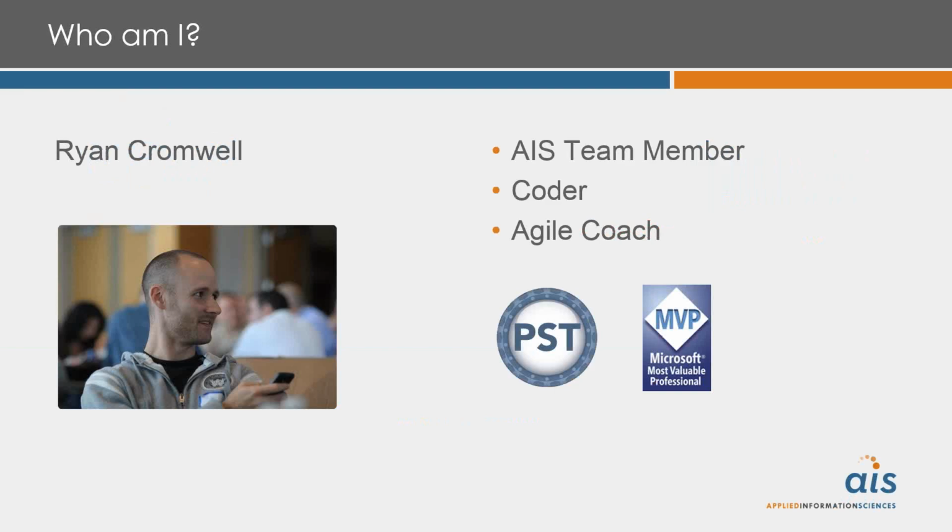So as Terry mentioned, my name is Ryan Cromwell. I am a team member over here at Applied Information Sciences. We go by AIS. Applied Information Sciences is headquartered in Reston, Virginia. We actually have offices throughout most of the U.S., whether it be out in Dallas, Texas, I should say. We have offices here in Dayton, Ohio. We have an office in North Carolina and some others as well, and we're also in India.